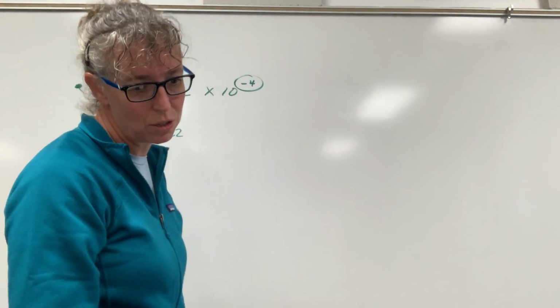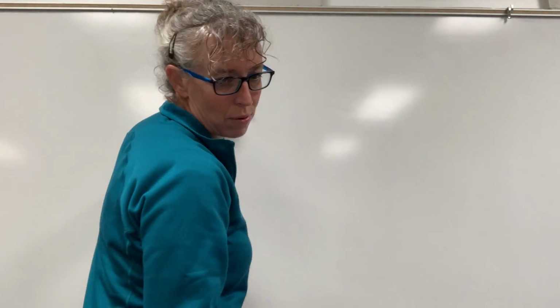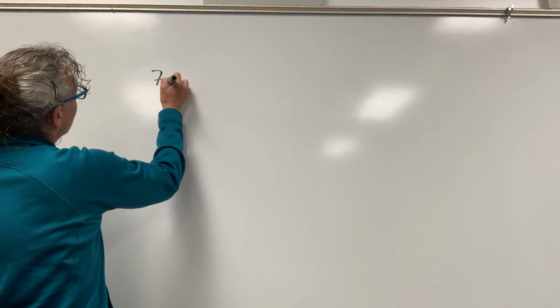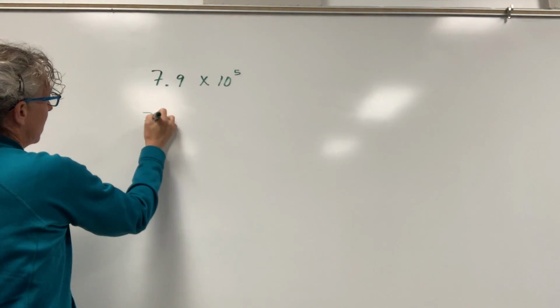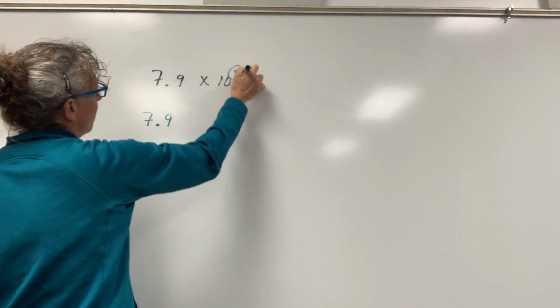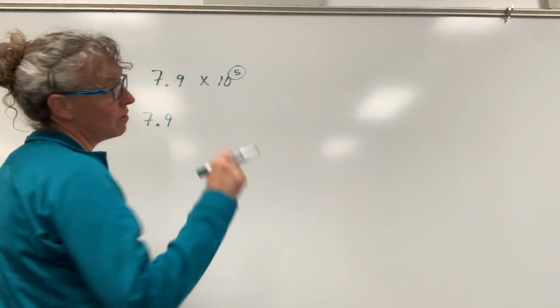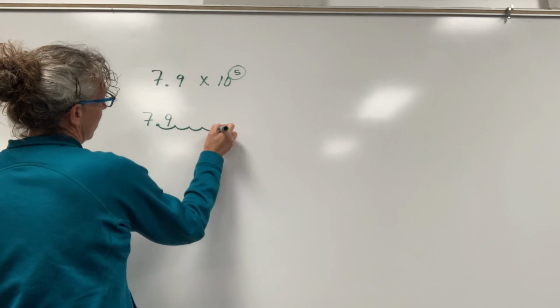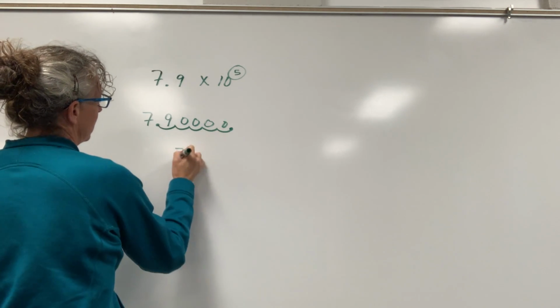Okay, let's do B. Write 7.9 times 10 to the 5th in standard form. Okay, so we take our number and we're supposed to move it 5 positions. Remember, if my exponent is positive, I move it to the right. So here we go. 1, 2, 3, 4, 5. Fill in the empty spaces with the 0.